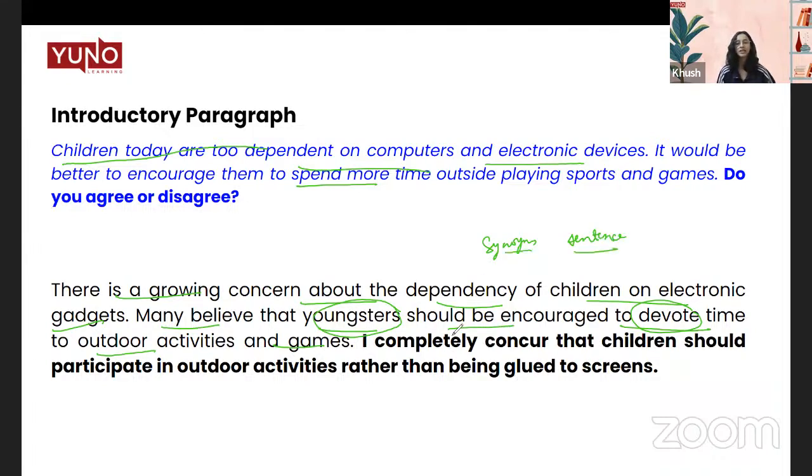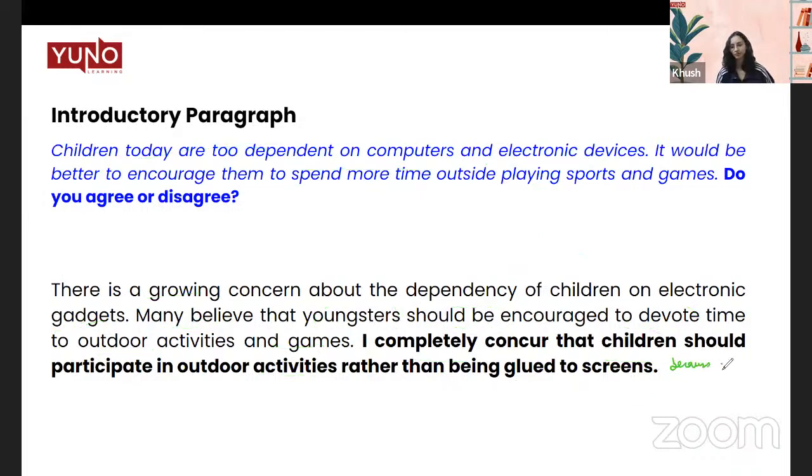So now the question is paraphrased. Then I've written, I completely concur that children should participate in outdoor activities rather than being glued to the screens. Now, this is your thesis statement that is clearly telling your stance on this idea. Now, if you want to go ahead and also talk about the ideas, then you can just add here, because, let's say, because of the growing health concerns, or let's say health disorders and lack of physical activity. If you want to add these pointers in your introduction, you can.